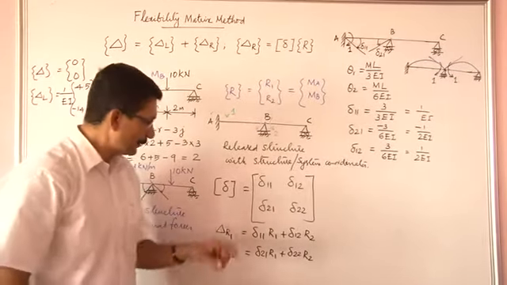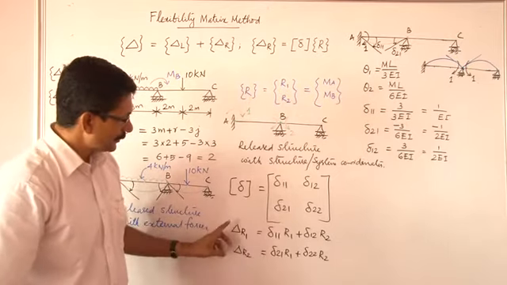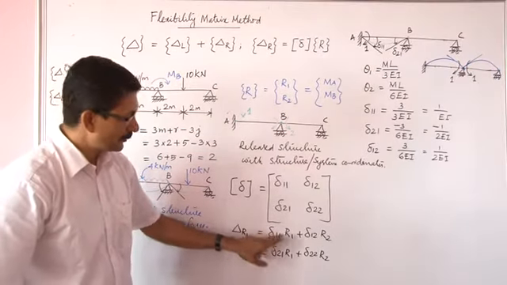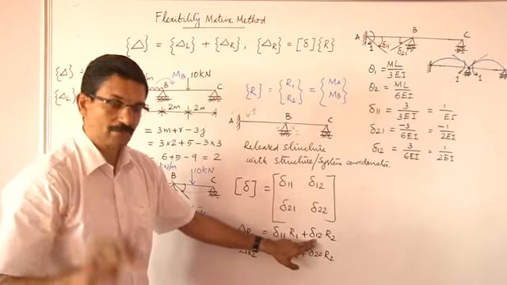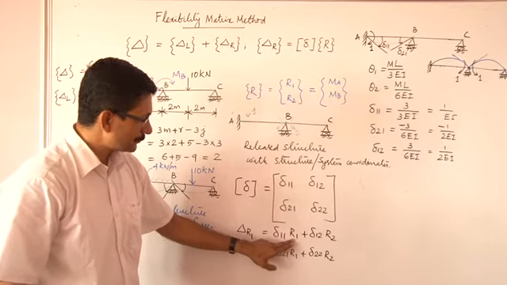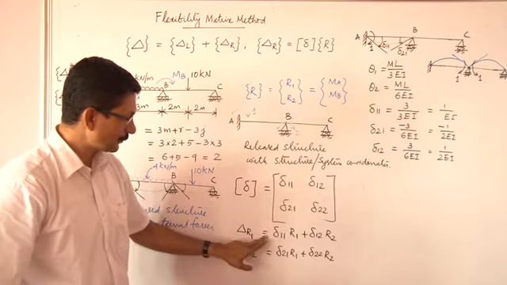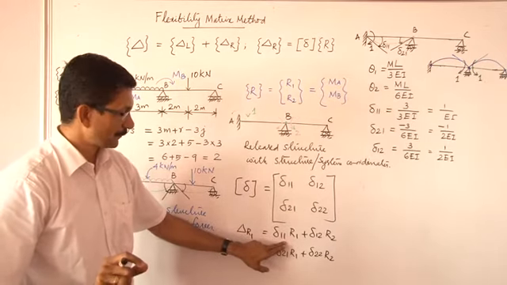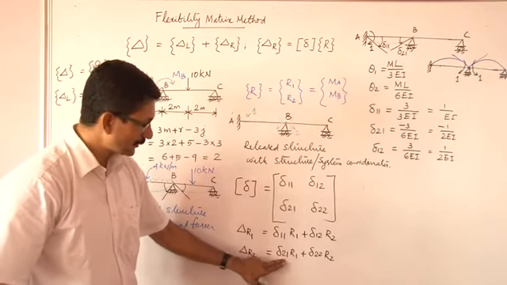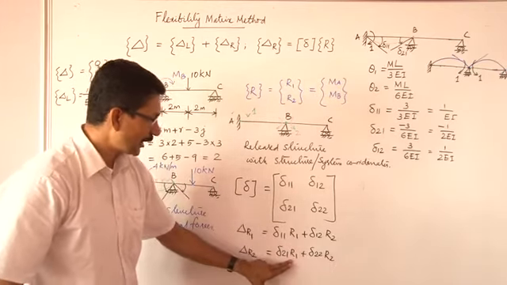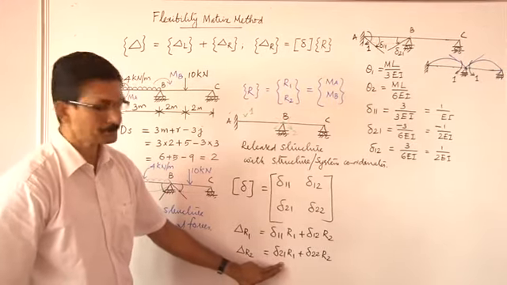Now, to develop the coefficients delta 11, delta 12, etc., say to develop the first one, delta 11, we can put R2 to 0 so that this term will vanish from the picture, and set the value of R1 equal to 1 so that delta R1 is equal to delta 11 simply. And to find the value of delta 21, again R2 should be 0 and R1 is equal to 1 so that delta R2 will be equal to delta 21.